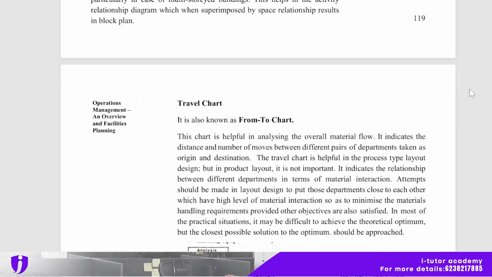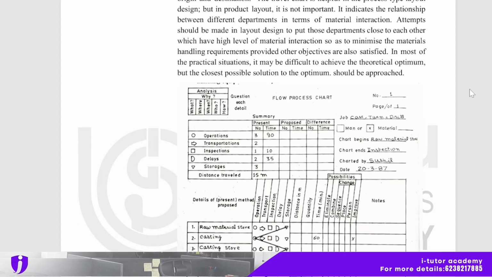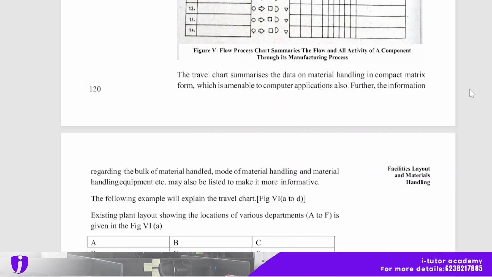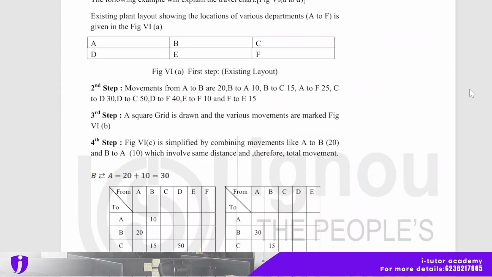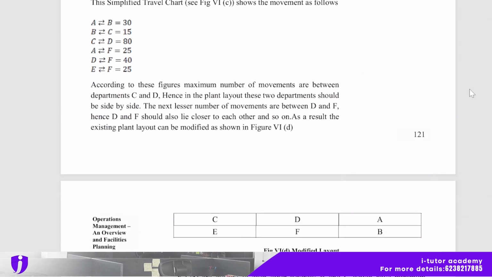And travel chart, it is also known as from-to chart. Okay, that is travel chart. So this chart is helpful in analyzing the overall material flow. It indicates the distance and number of moves between different pairs of departments taken as origin and destination. So this is about a travel chart. Okay, and here is the diagram representative for the same. So please go through it.